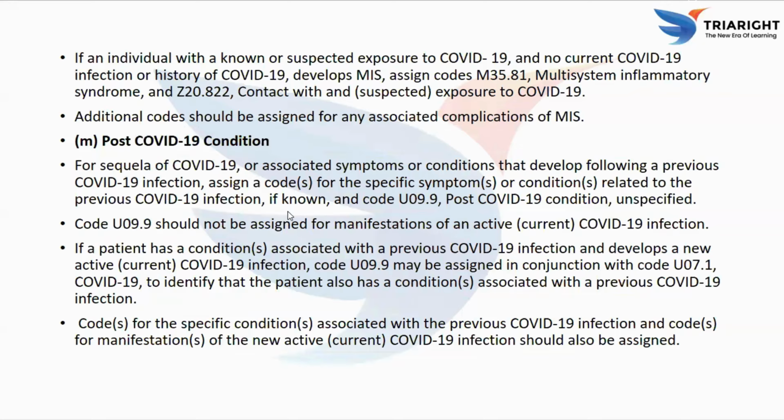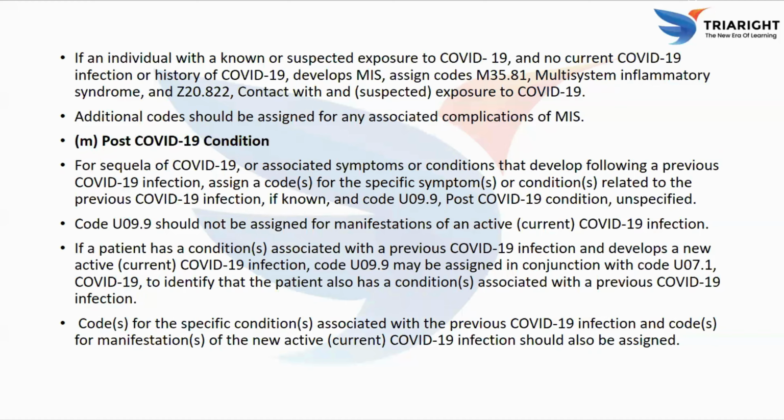So MIS with previous exposure to COVID-19. So what does it mean? If a patient has a known or suspected past exposure to COVID-19 and there is no current active COVID-19 infection and he develops MIS, you have to assign the following codes. First, MIS code M35.81, followed by contact with and exposure to COVID-19.